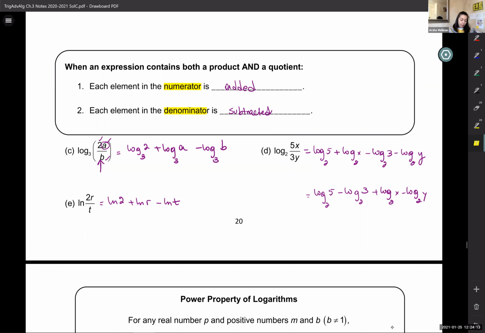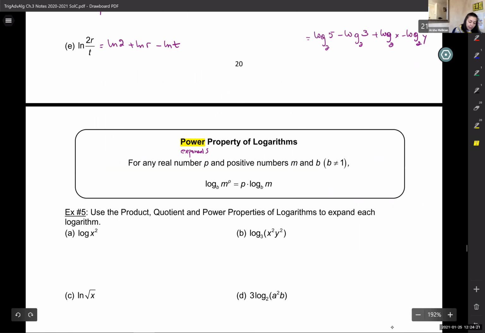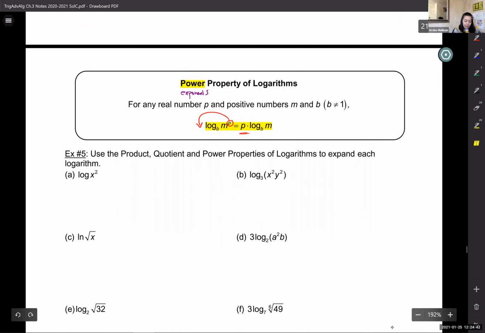Last but not least, the third property is the power property. And this has to do with exponents. If you have an exponent, right, log m to the power of p, the exponent comes down and becomes a coefficient of the log. That's it. Pretty straightforward. So if you have this one, a, it's log x squared. The 2 just comes down and you get 2 log x. Okay.